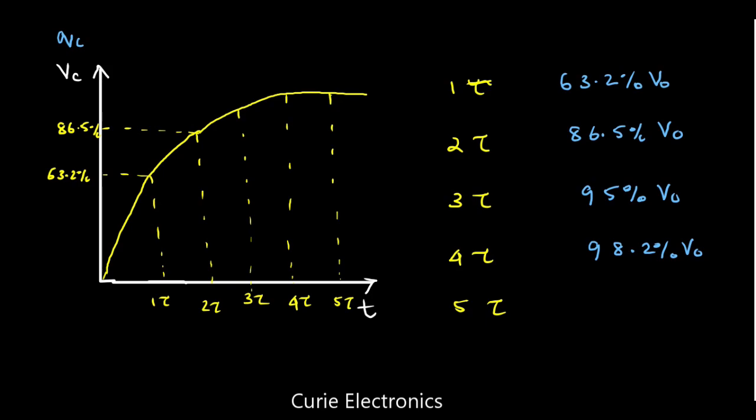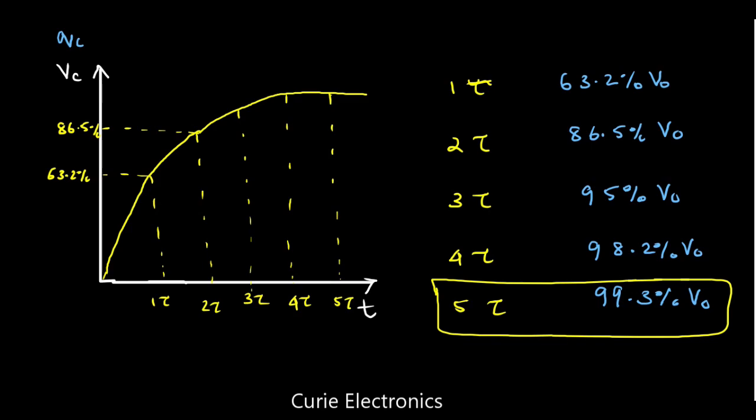Maximum voltage means what? What is the max voltage it can get charged to? That is the supplied voltage. And at 5 time constants, it charges to 99.3%. And for all practical applications, we consider the capacitor to be under steady state after 5 time constants. That means what? At steady state, the circuit current I equals 0.